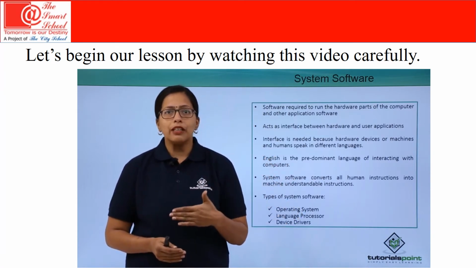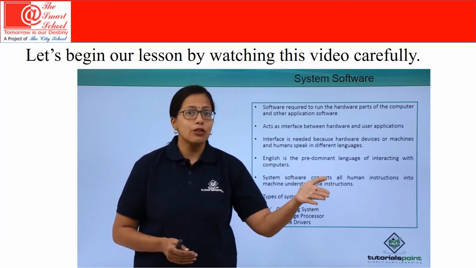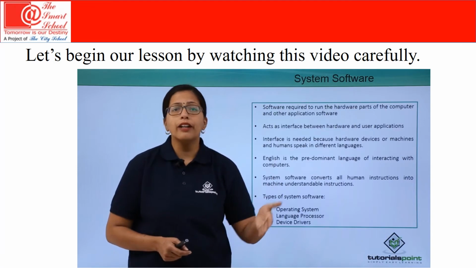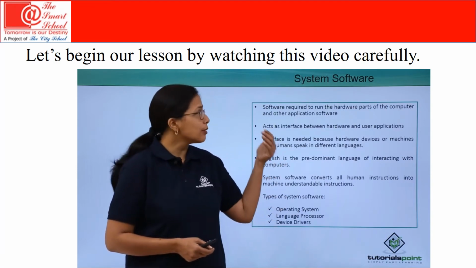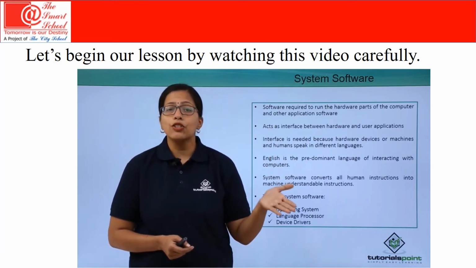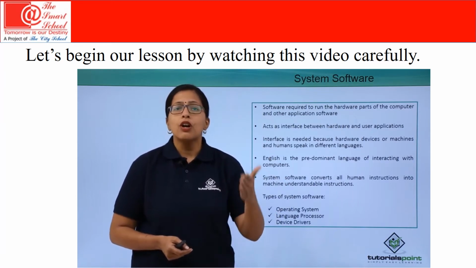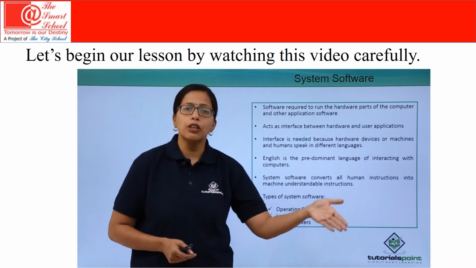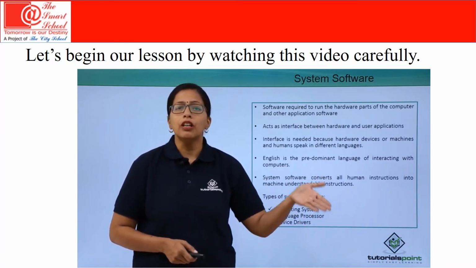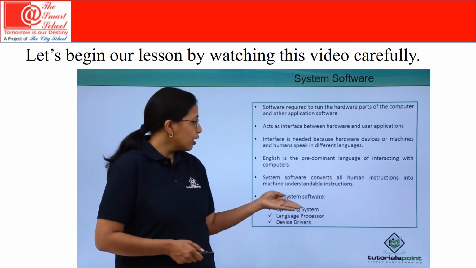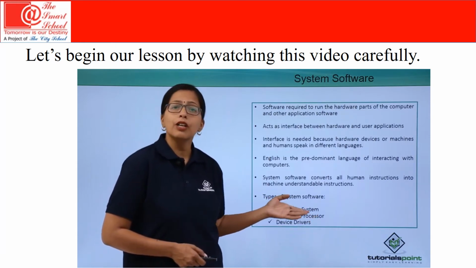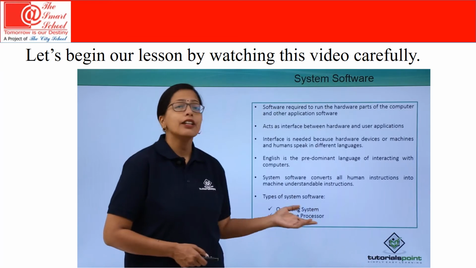Now, if I am speaking in English and the computer does not understand English, what is to be done? An interpreter is required, an interface is required. The system software acts as such an interface. It converts all our instructions, the instructions that we are giving in English, into a machine understandable form. For this work, there are different types of system software: operating system, language processors, and device drivers.